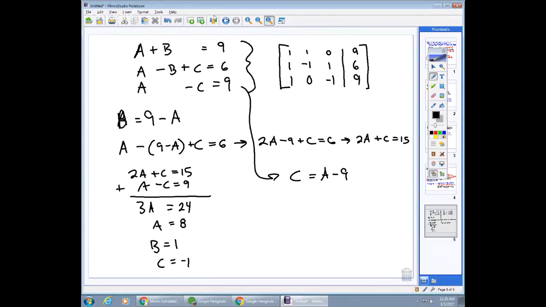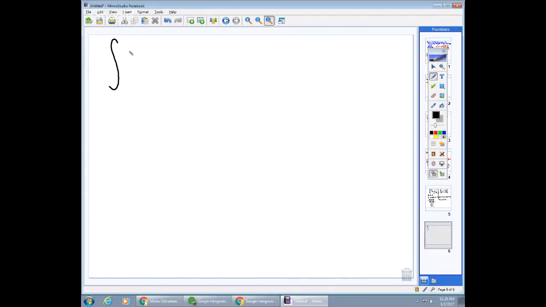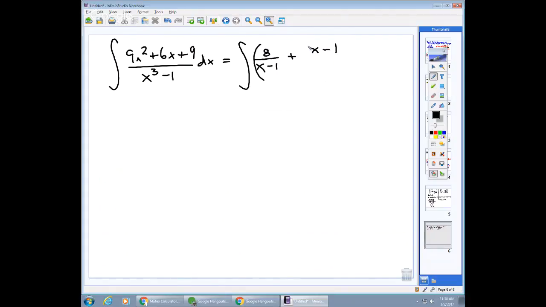So now we get to rewrite this thing. So we had the integral of 9x squared plus 6x plus 9 divided by x cubed minus 1. And we believe that is equal to the integral of 8 over x minus 1 plus x minus 1. B is 1, C is negative 1. Did I get that right? Over x squared plus x plus 1 dx.